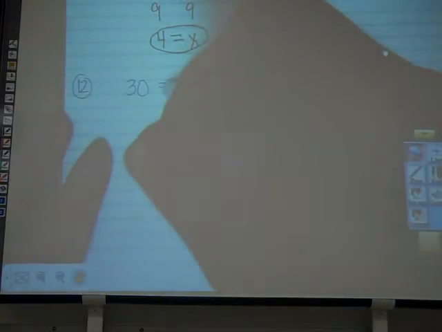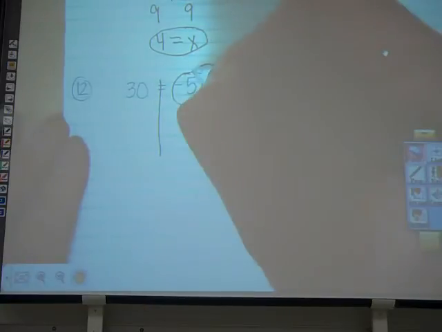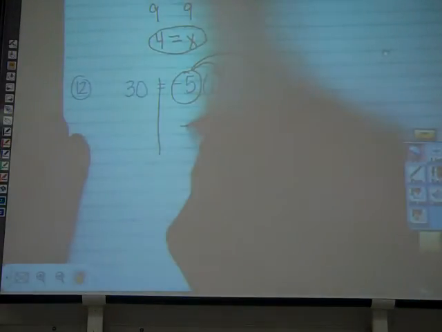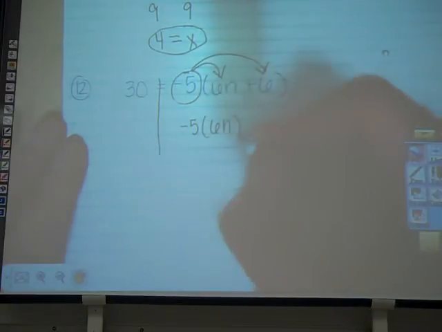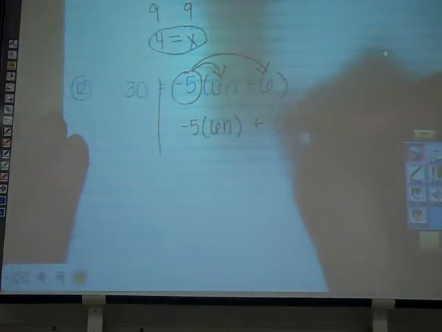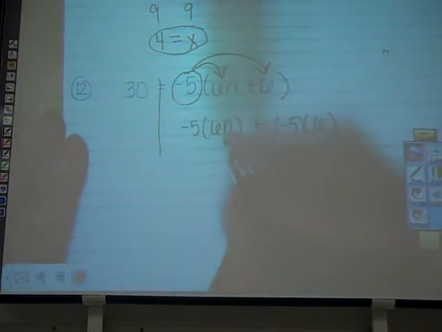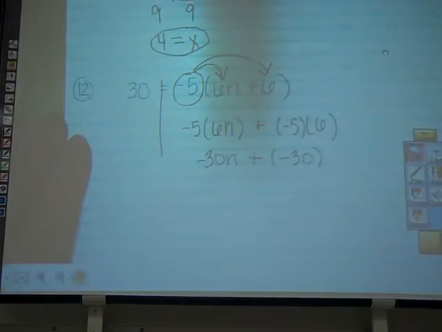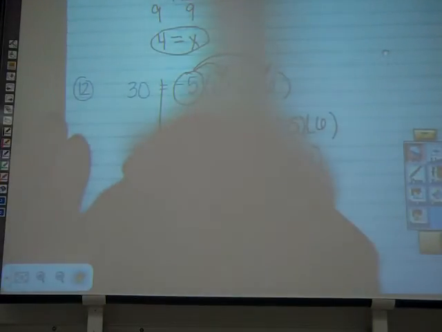All right, last one, number 12. Take that negative 5 on the outside, and you want to do the same thing and distribute to everything on the inside. So, negative 5 times 6n plus negative 5 times 6. Now, negative 5 times 6n gives us negative 30n plus negative 5 times 6, which is negative 30. On the other side, you still have 30.